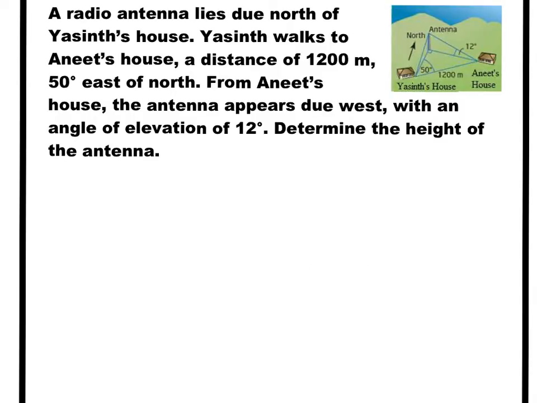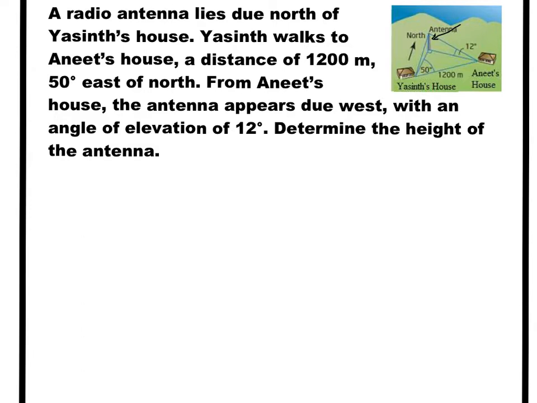The first question is that we have a radio antenna which lies north of Yazin's house. Yazin walks to Anit's house, which is a distance of 1200 meters, 50 degrees east of north. From Anit's house, the antenna appears due west with an angle of elevation of 12 degrees. We are supposed to find the height of the antenna, which is this height here.